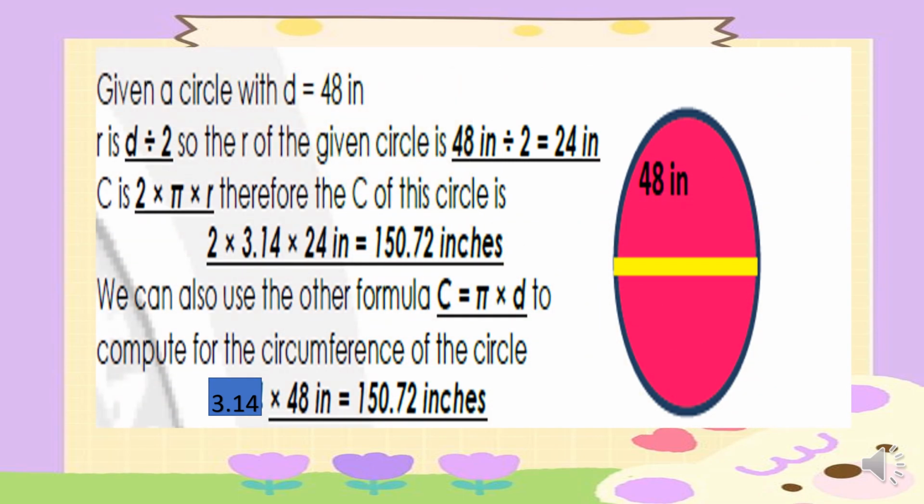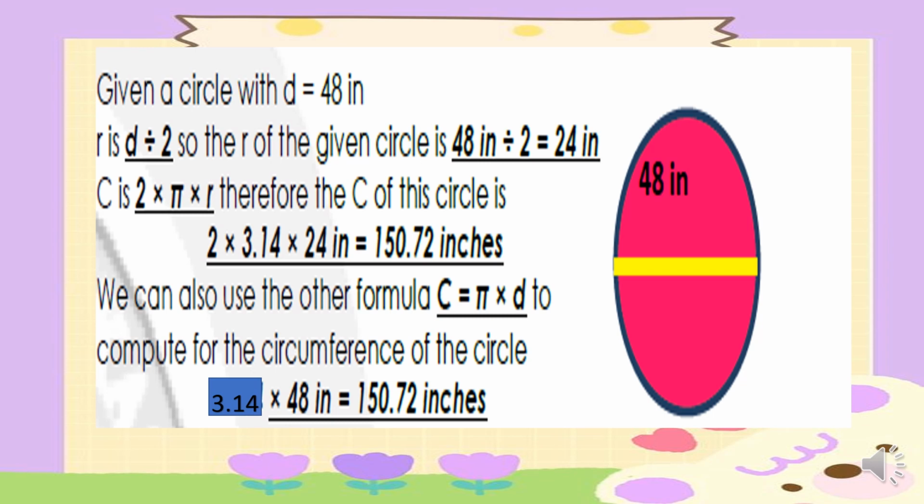Okay, so given a circle with a diameter of 48 inches. Ang given naman sa circle na ito ay 48 inches, and that is the diameter. So kung kukunin natin ang radius, we have to divide 48 by 2. So 48 inches divided by 2, you will get 24 inches. And 24 inches is the radius of the 48 inches na given na diameter.